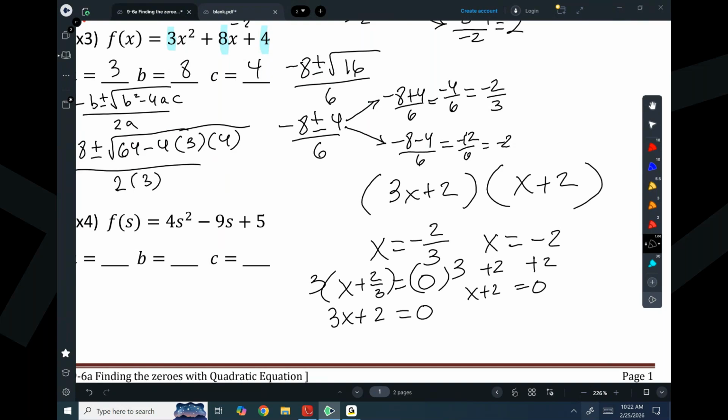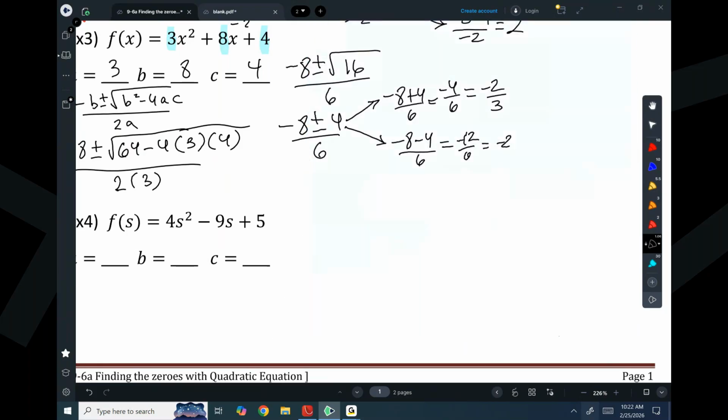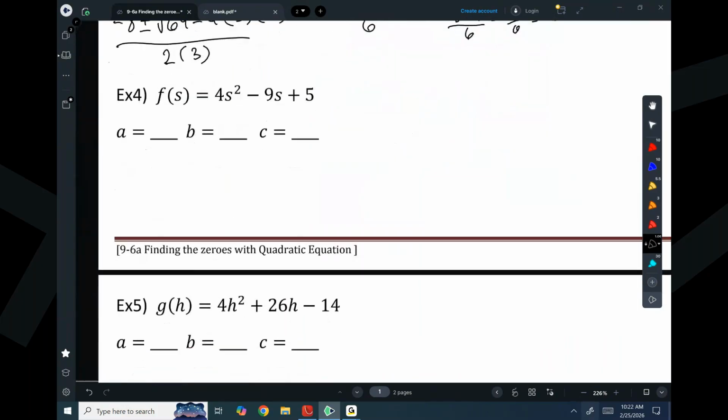So if they ever ask you what the factors are, you can work your way backwards from the quadratic equation. You won't have to be asked to do that tonight, but I did want to show it to you. Any questions there? All right, next problem.